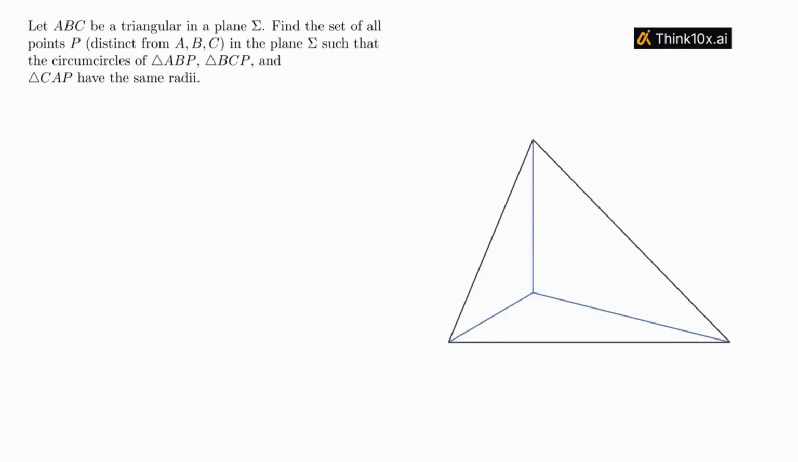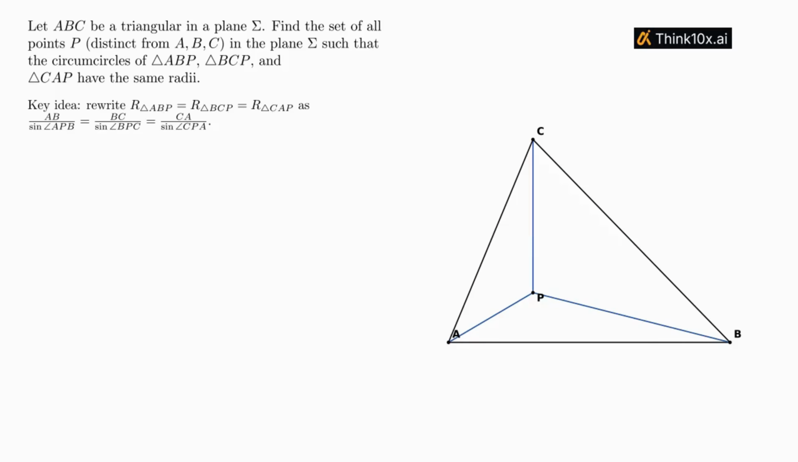We're looking for all points P in the plane, different from A, B, and C, that make three different triangles share the same circumradius. The key is to turn same circumcircle radius into an equation involving angles at P. A circumradius is the radius of the circle passing through the triangle's three vertices.